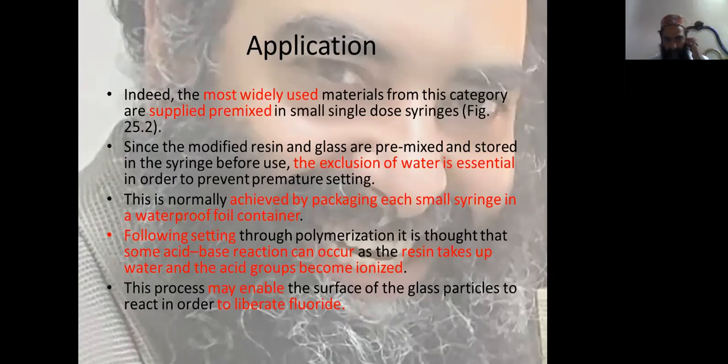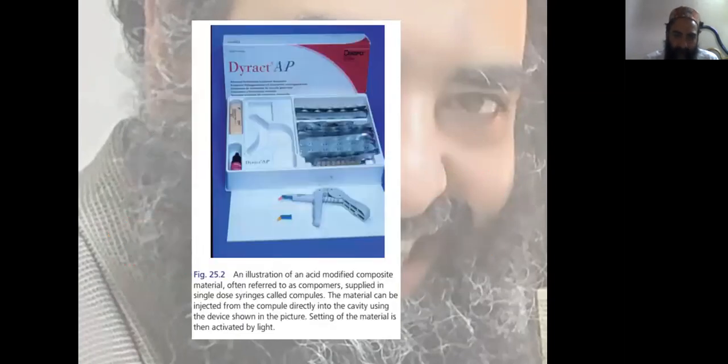And after setting through polymerization, it is considered that some acid-base reaction can occur as the resin takes up water and the acid groups become ionized. So this process may enable the surface of the glass particle to react in order to liberate fluoride also.